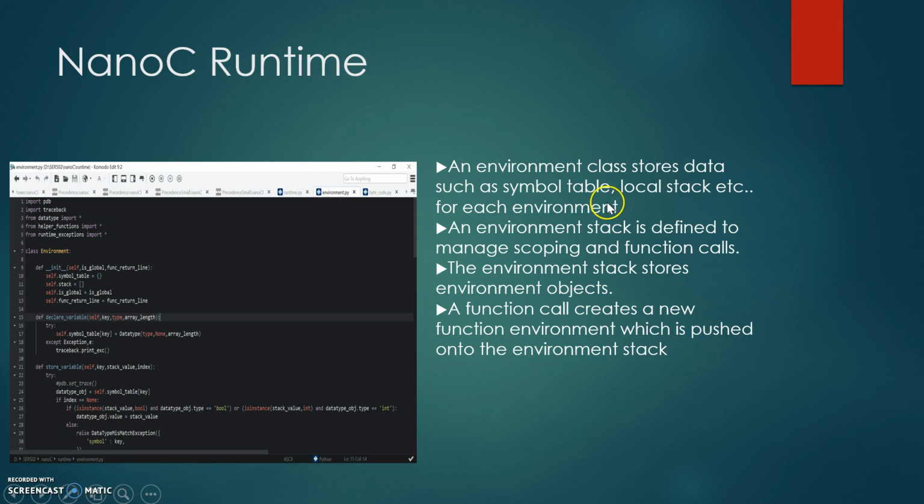An environment class stores data such as the symbol table, local stack, etc. for each environment. An environment stack is defined to manage scoping and function calls. The environment stack stores environment objects. A function call creates a new function environment which is pushed onto the environment stack. This is our NanoC program.